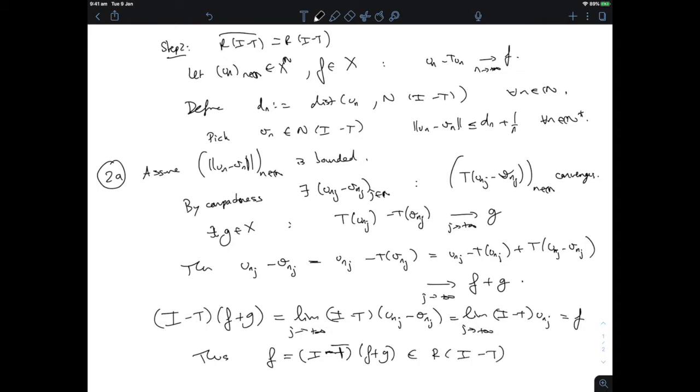So we've proven our result, right? We've proven that when I take the limit of a sequence u_n minus T u_n, I get an f which has to be in the range. So this would prove that the range is closed once we've shown that this assumption is always satisfied. So our next step is to assume that u_n minus v_n is not bounded and derive a contradiction.